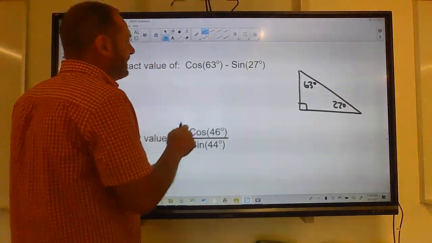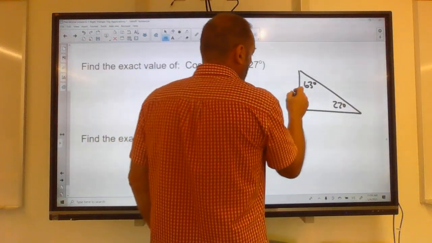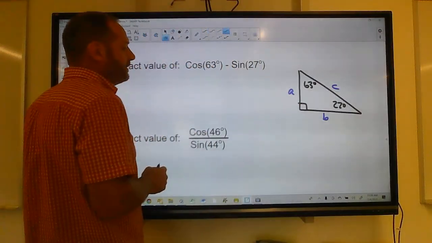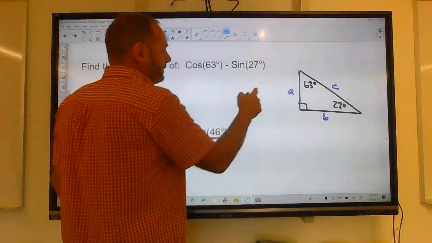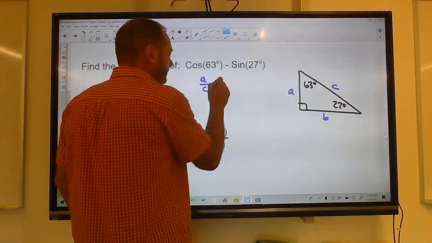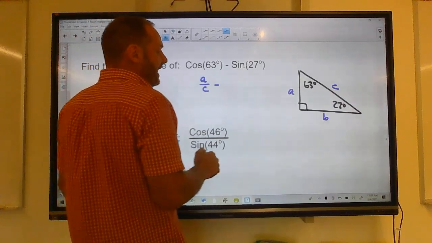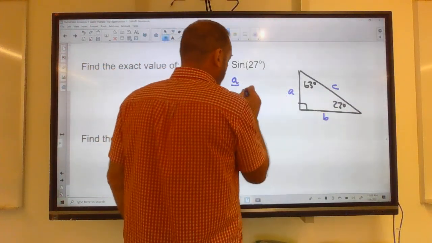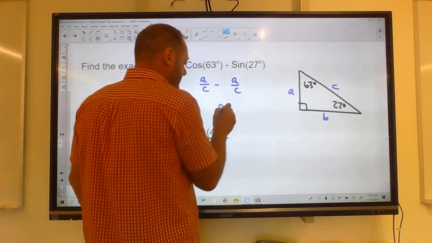Okay, so if I label my sides A, B, and C again, then the cosine of 63 is going to be adjacent, which is A, over the hypotenuse, which is C. And the sine of 27 is going to be the opposite, which is A, over the hypotenuse, which is C. So again, this is 0.